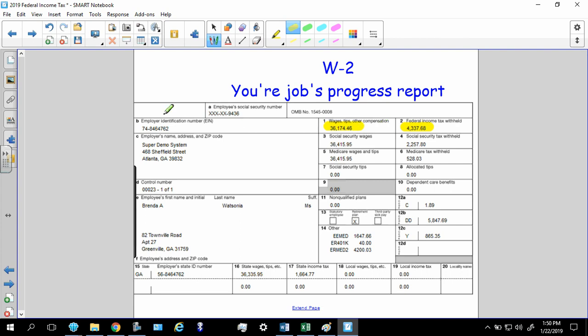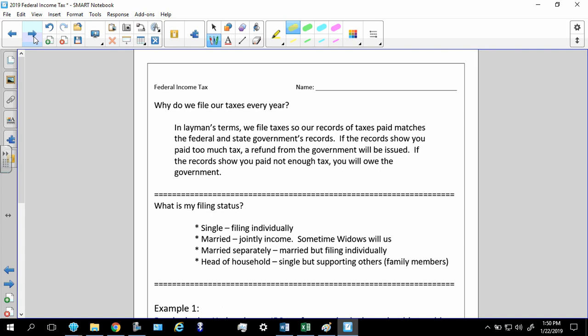Diving into our very first section: why do we pay our taxes every year? In layman's terms, we file our taxes so our records match the federal and state government's records. If the records show that you paid too much, a refund will be given. If you did not pay enough tax, then you will owe. Again, more to follow in the next video.